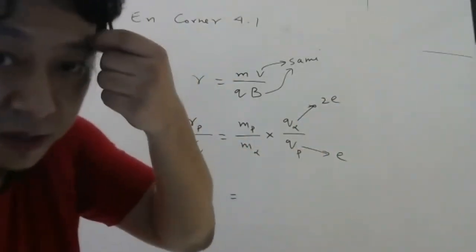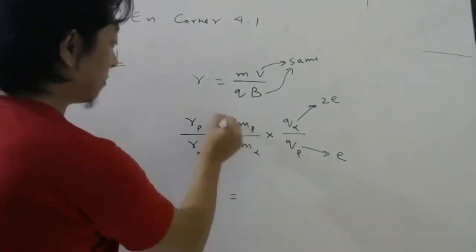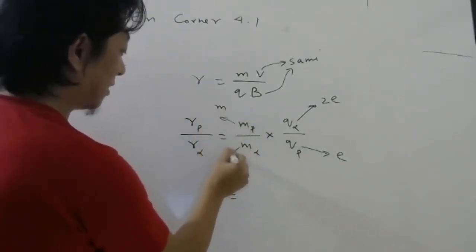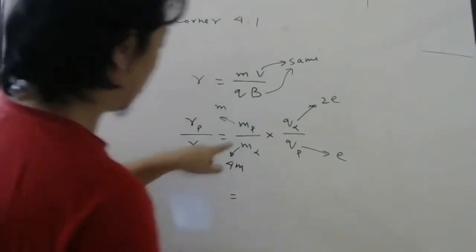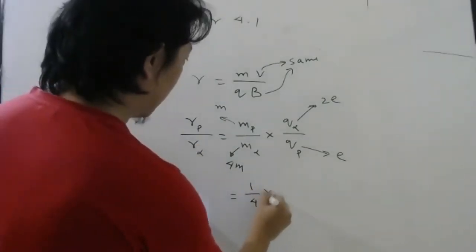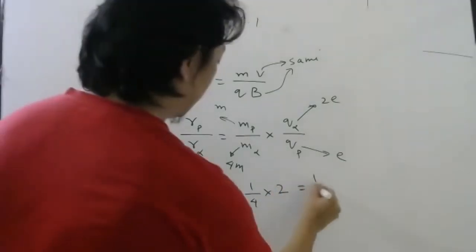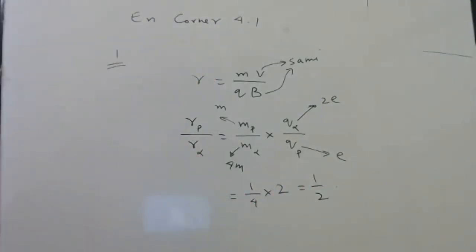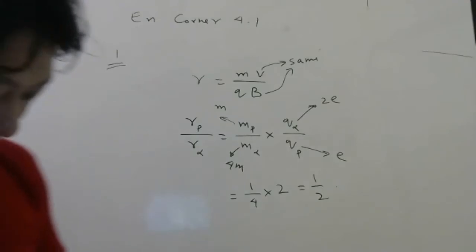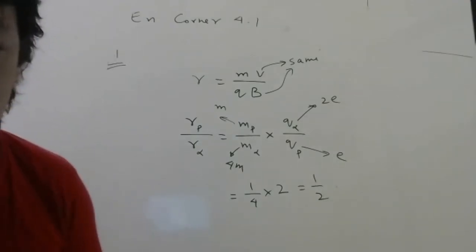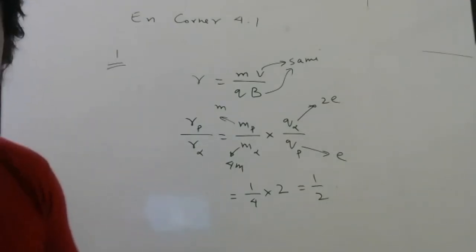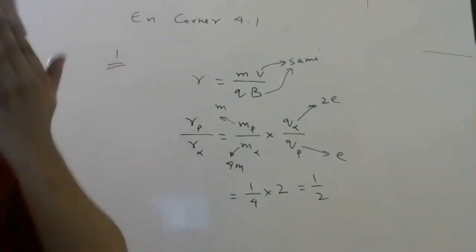Now, if proton's charge is e, alpha's charge was 2e. I hope everyone remembers this. And if proton's mass is m, alpha's mass is 4m. So from here you will get 1 by 4 and from here you will get 2. So that will be 1:2. Correct? Option A. So you have to check carefully what is same.